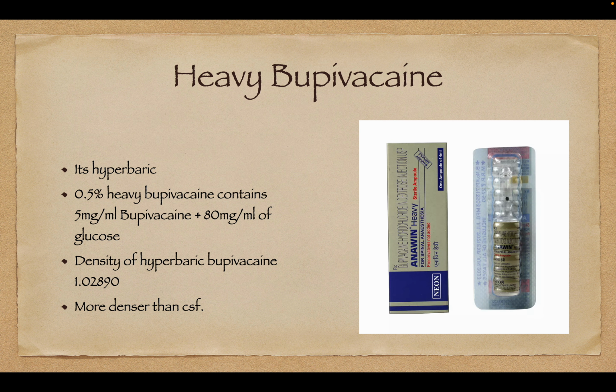We are using 0.5% bupivacaine, which contains 5 mg per ml of bupivacaine plus 80 mg per ml of glucose. The total content of this ampule is 4 ml, so it contains 5 into 4, which is 20 mg of bupivacaine, and 80 into 4, which is 320 mg of glucose, making it denser than that of the CSF, corresponding to a density of around 1.02890.